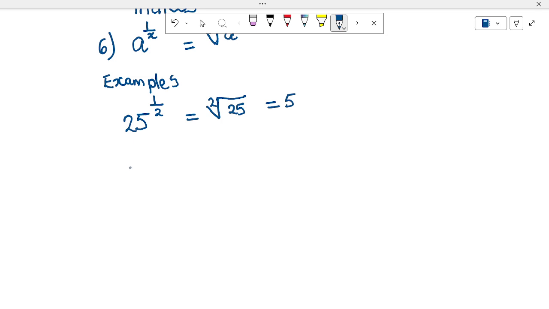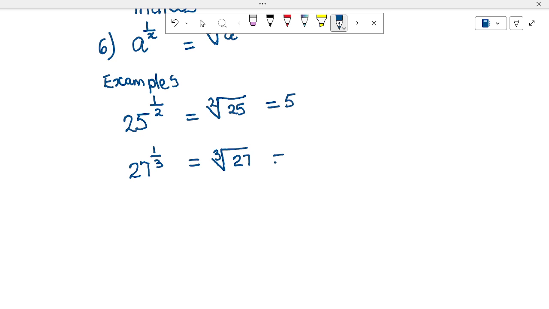Take for instance 27 raised to power 1 all over 3. Using this law, what is that? Can somebody tell me? Good. It is the cube root of 27.